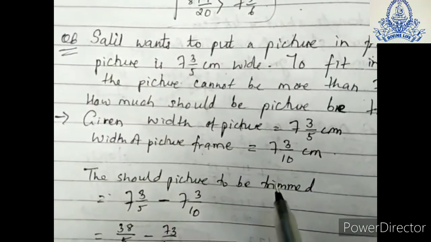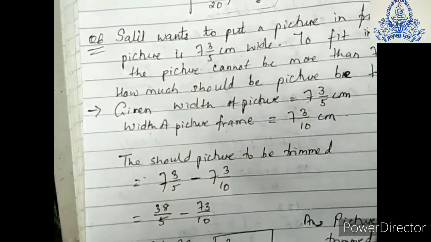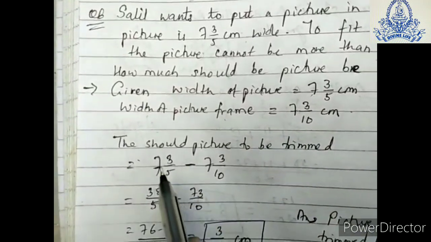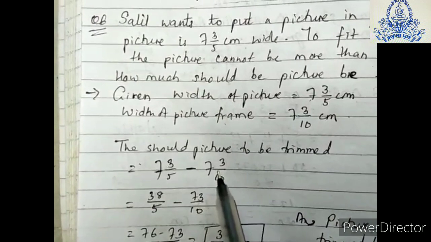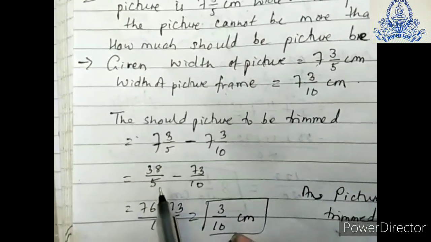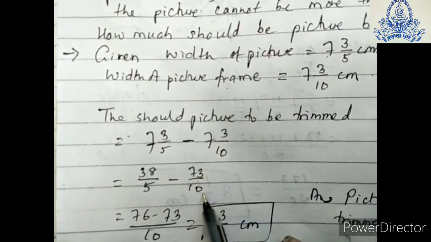The picture should be trimmed. We have to subtract these two numbers from each other, like width of the picture minus the picture frame. 7.3 by 5 minus 7.3 upon 10. 7 fives are 35 plus 3, 38 upon 5. 7 tens are 70 plus 3, 73 upon 10.